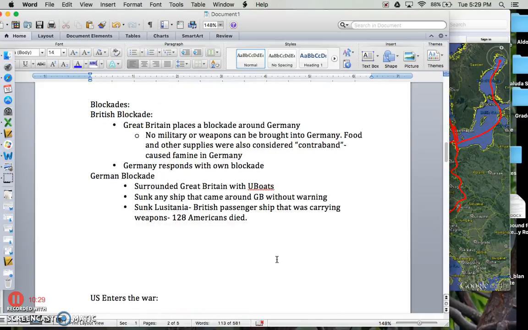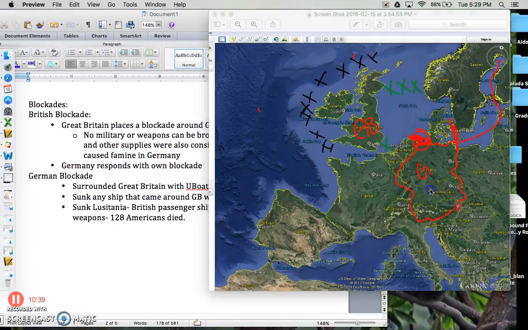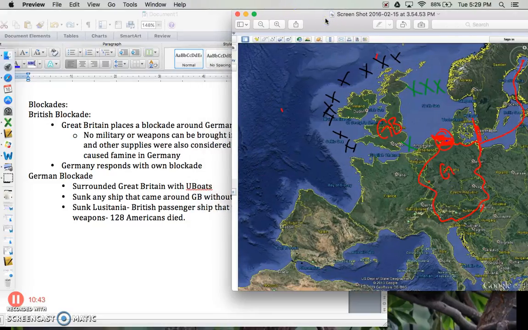Now moving on to blockades. As soon as the war is established and they're now fighting, Great Britain wants to be the smart one and use a military tactic that actually makes sense. If you want your enemy to become so weak that you can easily take them out with a gust of wind, you want to deprive them of all of their supplies. So Great Britain is going to place a blockade.